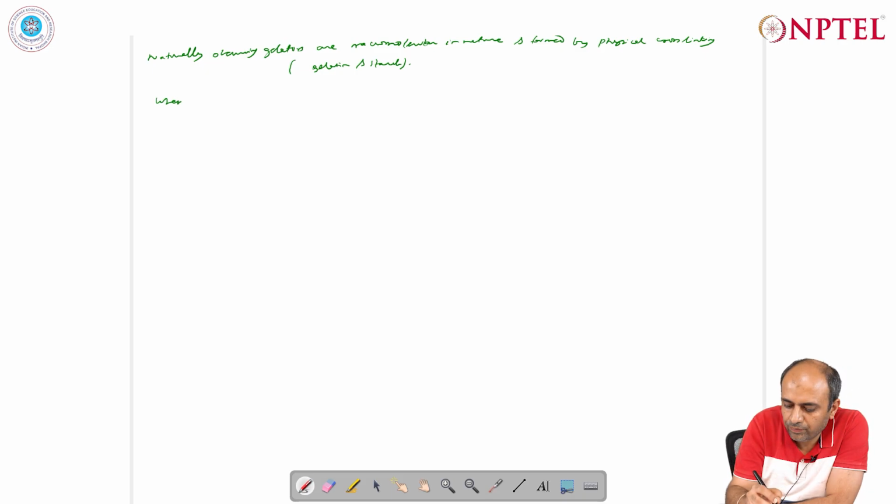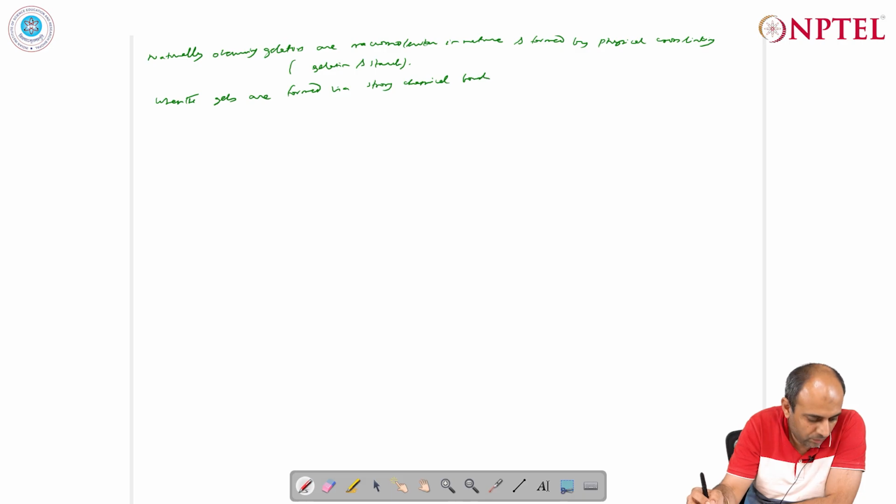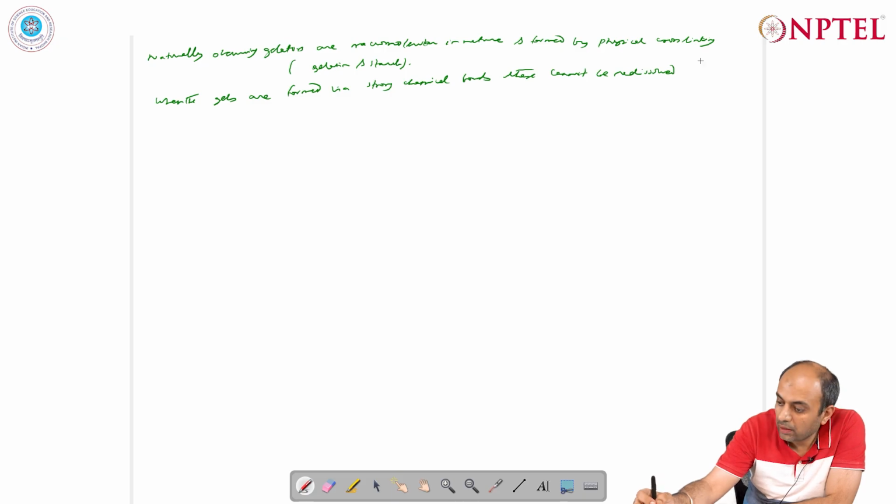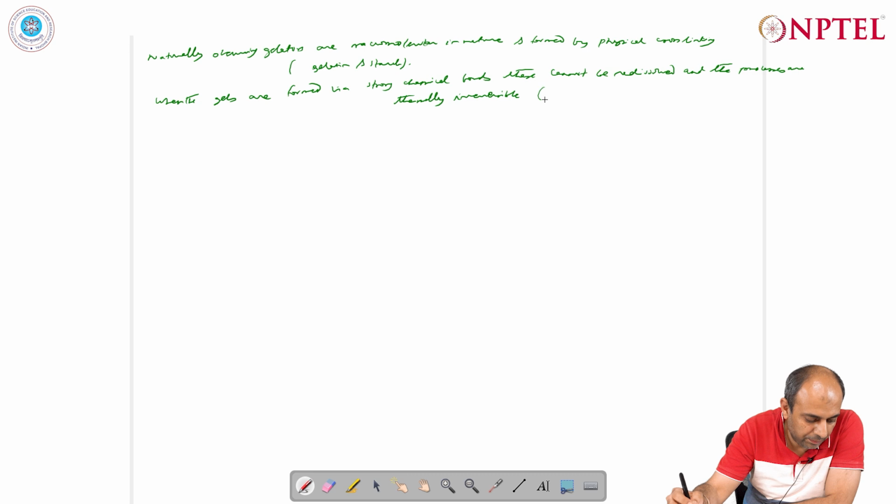When the gels are formed via strong chemical bonds, these cannot be redissolved and the processes are thermally irreversible. For example, polyamide and polyethylene.